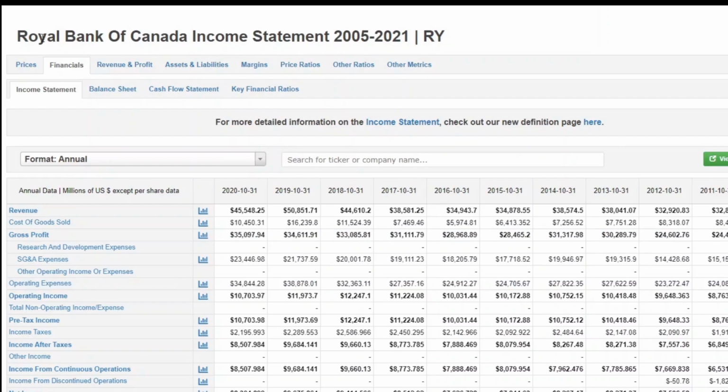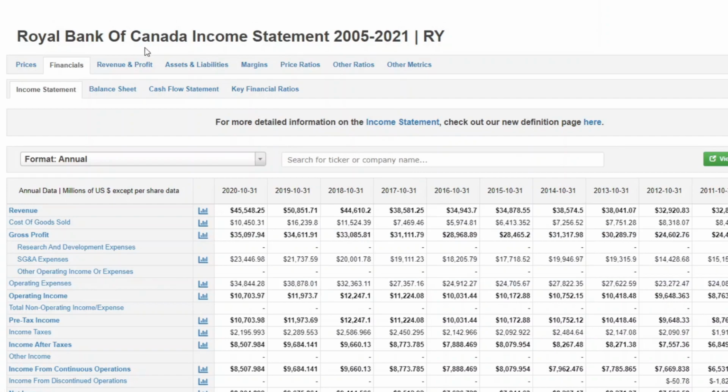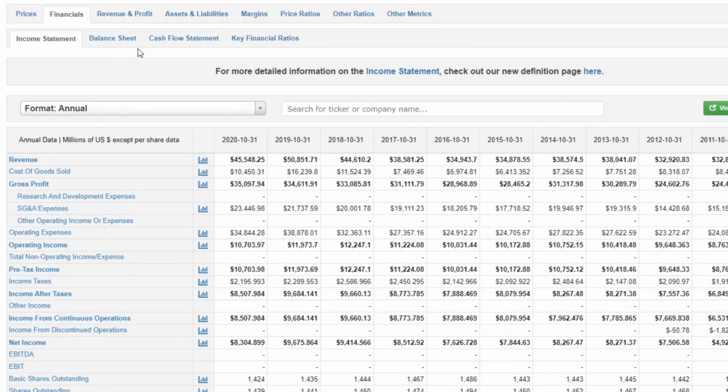The company has 3 financial statements that are necessary for you to look at. These are the balance sheet, the income statement, and the cash flow statement. Let us have a look at the Royal Bank of Canada. The first financial statement that we will have a look at is the income statement.